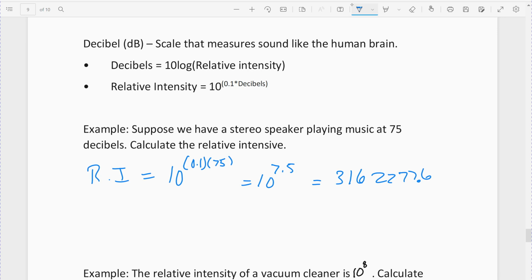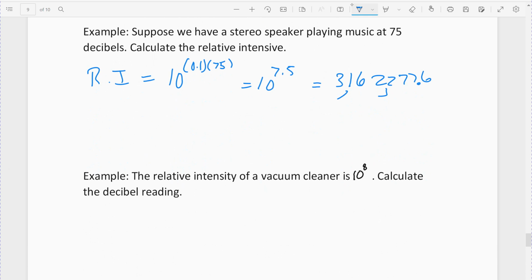Alright, so to put that in perspective, it seems like a really big number. But if you look at the table in the book, a regular speaking voice is at about a million in relative intensity. So this is just 3 times what a normal speaking voice would be. So the speakers are about 3 times as loud as a typical normal speaking voice, which is about what you would expect from music. Maybe a little louder than some might want to play it at, but that's again usual or typical.